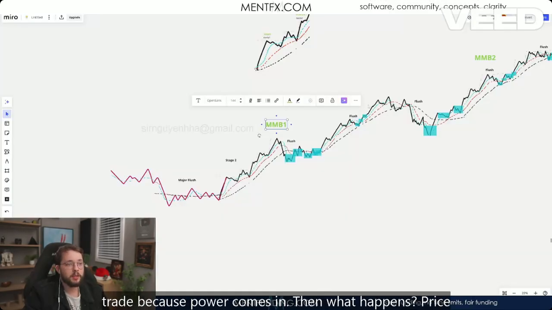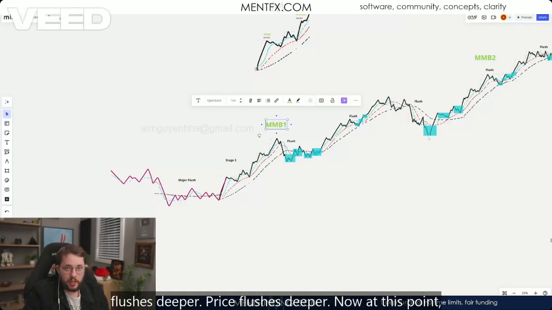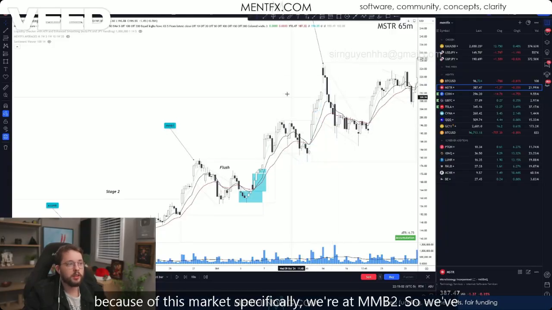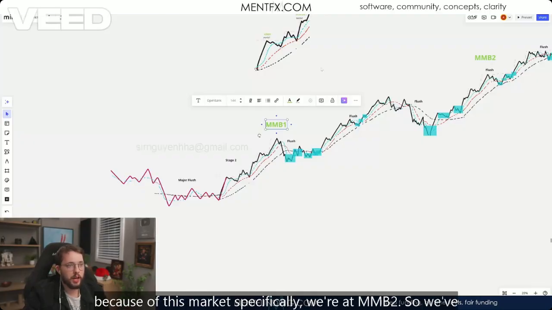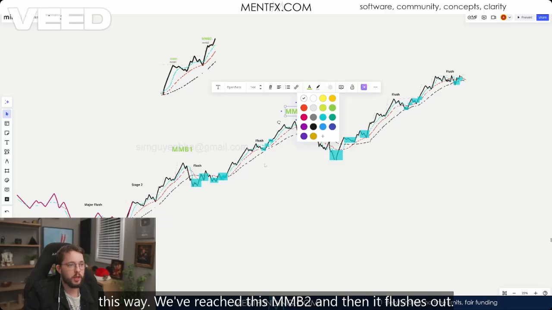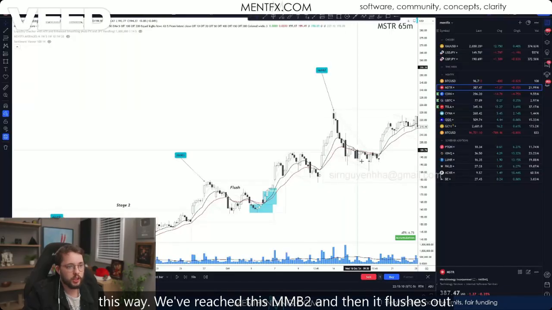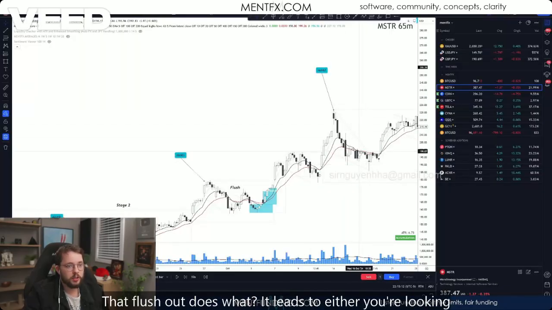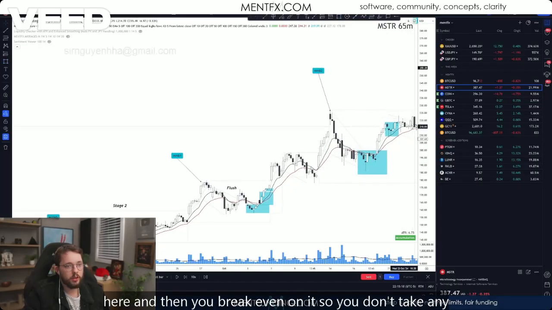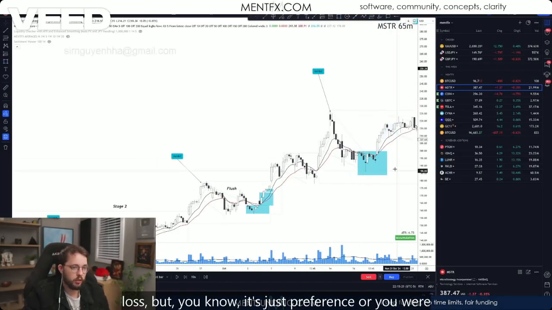Then what happens? Price flushes deeper. Now at this point, because of this market specifically, we're at MMB2. So we've reached MMB2, but we can also kind of look at it this way. We've reached this MMB2 and then it flushes out. That flush out does what? It leads to either you're looking at this and you don't really take it, or you take something here and then you break even on it, so you don't take any loss, but it's just preference.